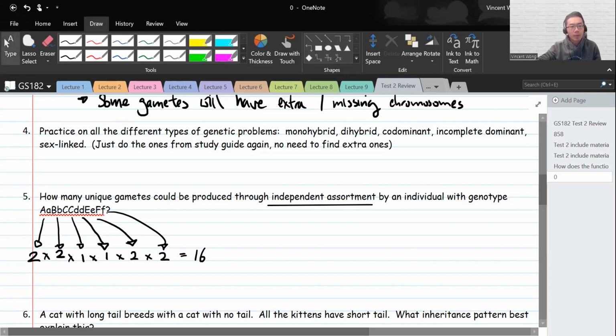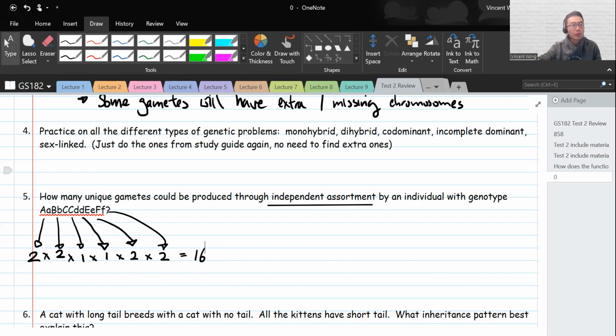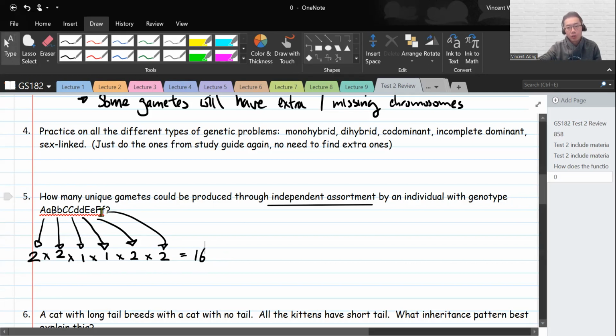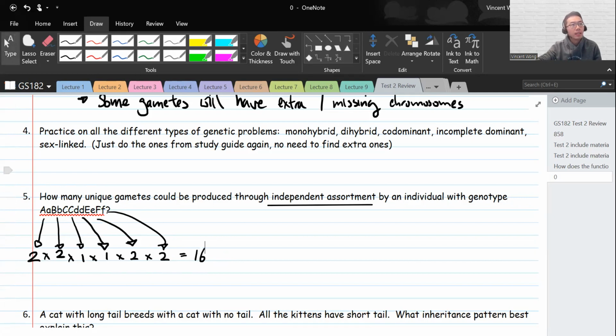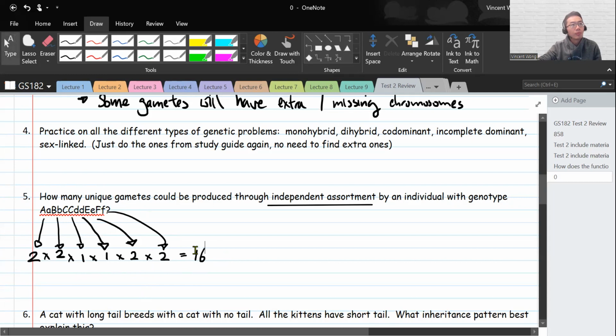Does anybody have any question about how I get that answer? It's important that you be able to do this on your own with a different genotype. Any question at all? Okay.